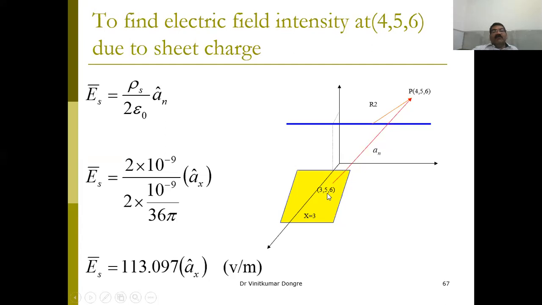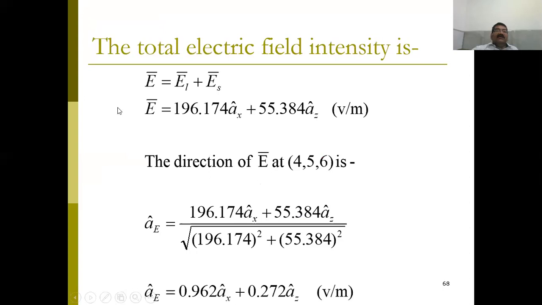Now you can find the unit vector. It is 4 minus 3, that is 1 a_x, so the unit vector is simply a_x. The unit vector is there, so put in the values. The calculations are very simple. Now do the addition of the field due to the line charge and due to the surface charge. So this is one part.